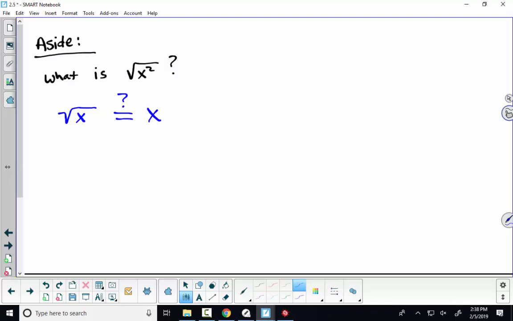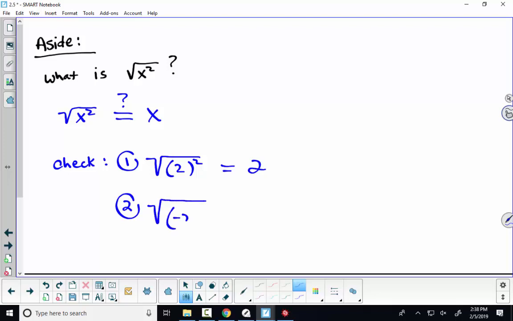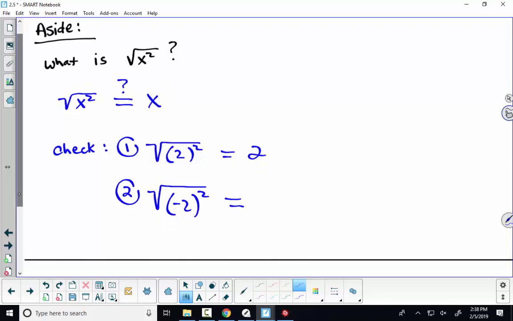So let's just check that. If I take the square root of my x, let's say our x is 2 squared. Does everybody agree that we would get 2? Okay, but we didn't specify what that x was, so that has to work for the square root of negative 2 squared. What do we know that to be equal to? It's also equal to 2, because it's 4. Square root of 4 is 2.